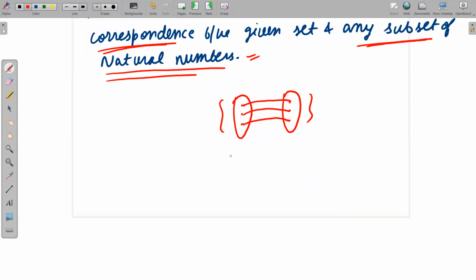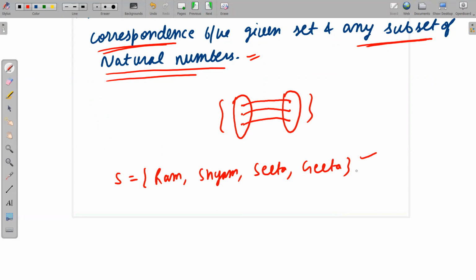Let me tell you a small example. We have a set S. In set S, we have a few names like Ram, Sham, Sita, Geeta. Now I'm saying that this set is countable. Why? Because I will pick a subset of natural numbers, that is 1, 2, 3, and 4. The natural number set is infinite: 1, 2, 3, 4, 5, 6, 7, 8, and so on up to infinity. And I have taken a subset of natural numbers of cardinality 4.